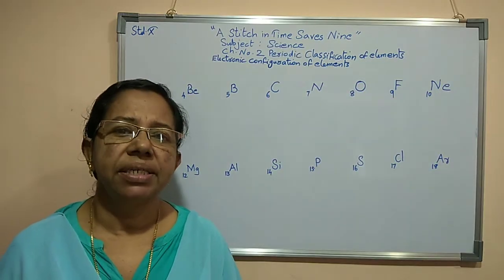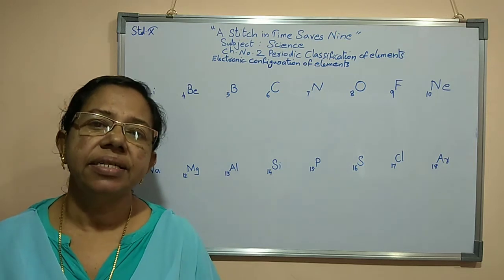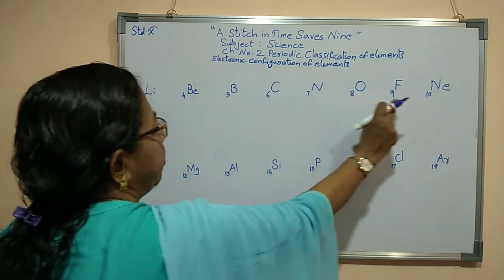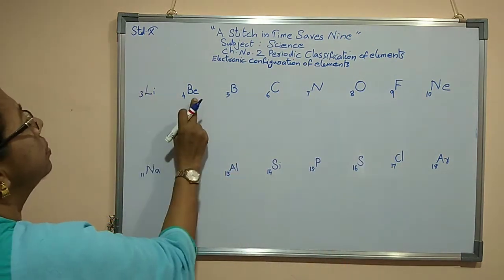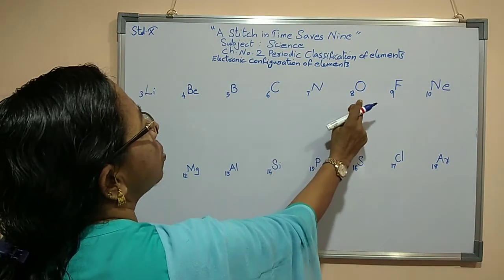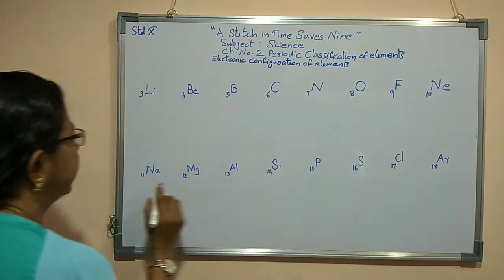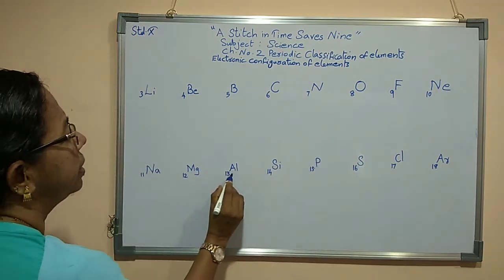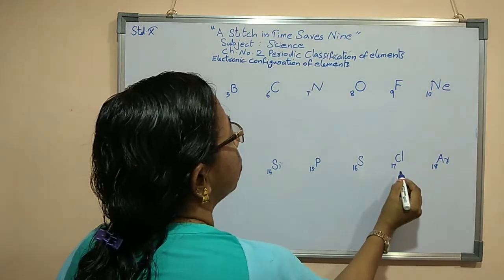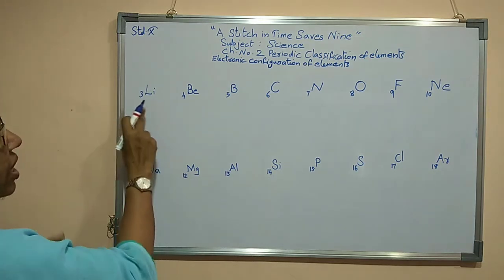Now we will compare the electronic configuration of second period elements as well as third period elements. Now here these are the second period elements: lithium, beryllium, boron, carbon, nitrogen, oxygen, fluorine, neon. Third period elements: sodium, magnesium, aluminium, silicon, phosphorus, sulfur, chlorine, argon. Now here I have also written the atomic numbers.